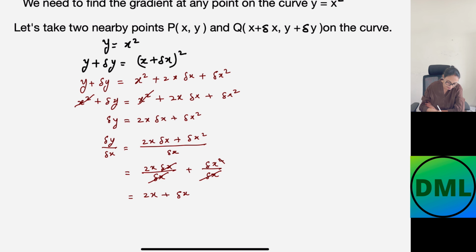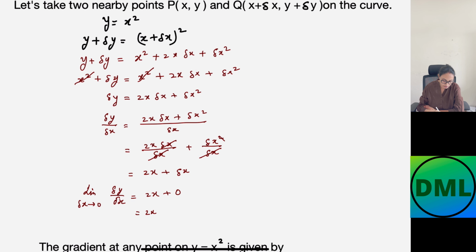If we put the limit here, limit delta x tends to 0, delta y by delta x is given by 2x plus 0. You have put the limit delta x tends to 0, so this will be 0. And your answer will be given by 2x only. Limit delta x tends to 0, delta y by delta x will be written as dy by dx as I told you earlier. Differentiation of the function or derivative of the function, and my answer is 2x.